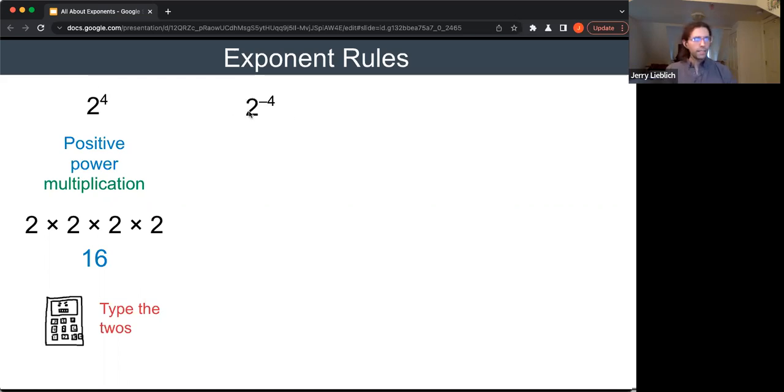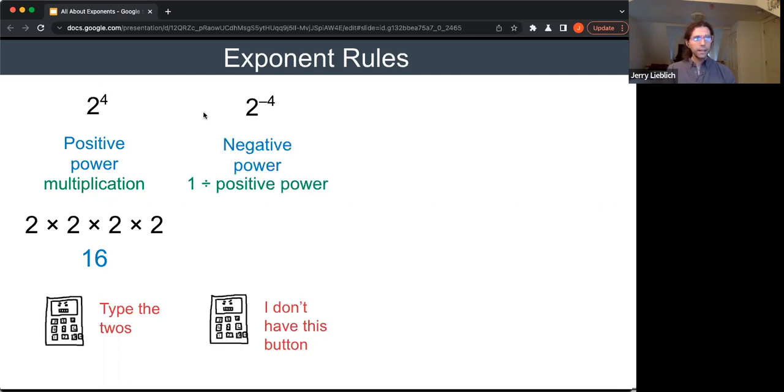We also might see a negative exponent. And your calculator can't help you here. We have to know what this means. A negative exponent just means 1 divided by a positive exponent. So 2 to the negative 4th is 1 divided by 2 to the 4th, or 1 over 2 to the 4th, 1 over 16.